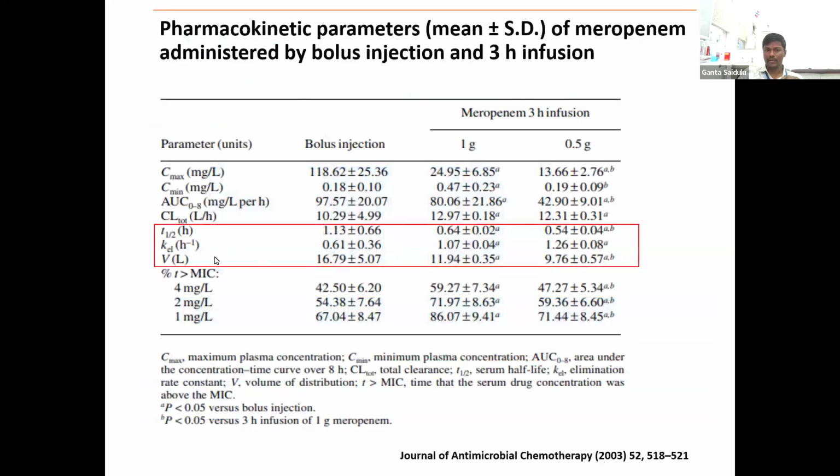Even if you give the bolus injection, you have a good half-life, a longer half-life compared to the 1 gram and 500 mg infusions of meropenem. And if you have a good volume of distribution, the IV bolus can help distribute the meropenem from the central compartment to the different body parts, compared to infusions like the 3-hour infusion for the first dose.